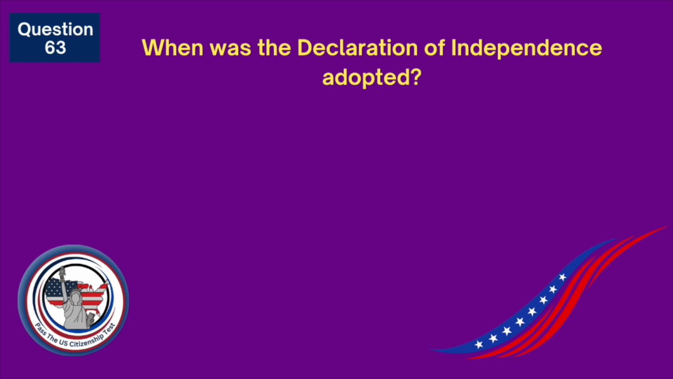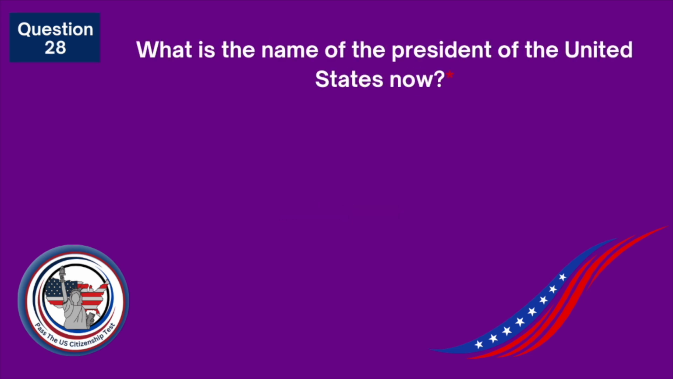When was the Declaration of Independence adopted? July 4, 1776. What is the name of the President of the United States now? Donald Trump.